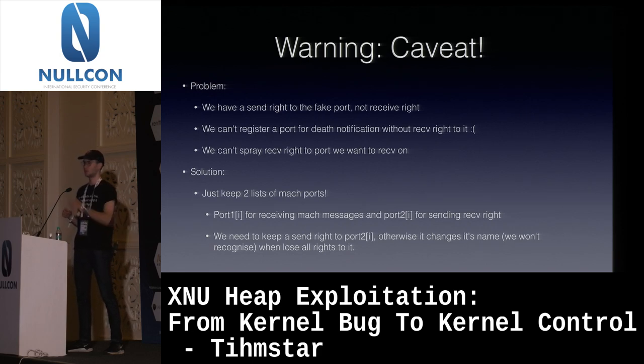So the way we do it is we receive on the port and expect to receive the same handle. We can't do that for a receive right, because we can't have two receive rights. And if we send away our receive right, we cannot receive messages anymore. But the solution to this is quite simple. Just keep two lists. One list where you receive the actual message, and a different list where you give away the receive right. And for the one where we give away the receive right, we also need to keep a send right to that port, so that the port keeps the handle and we can recognize it later.